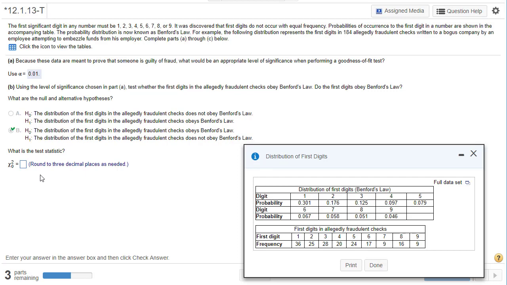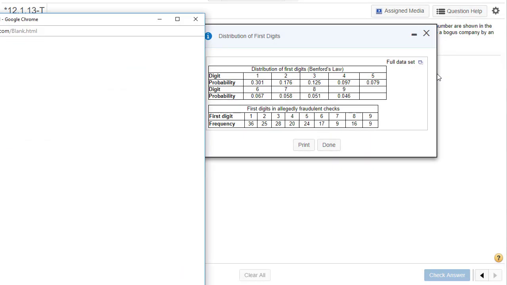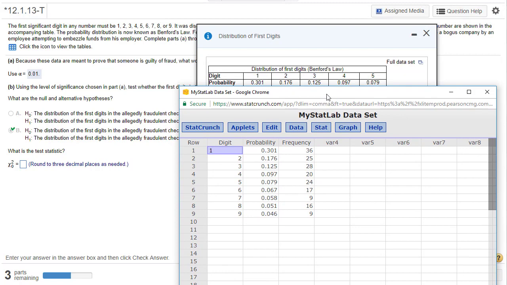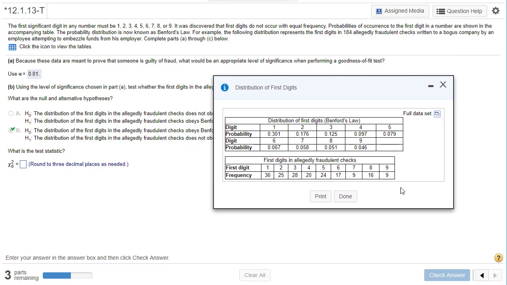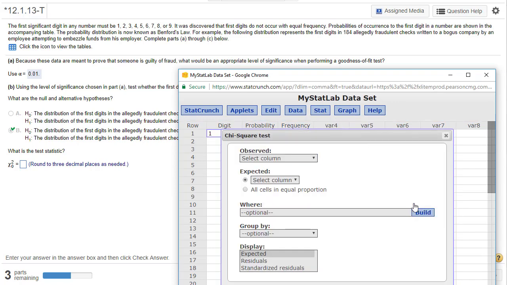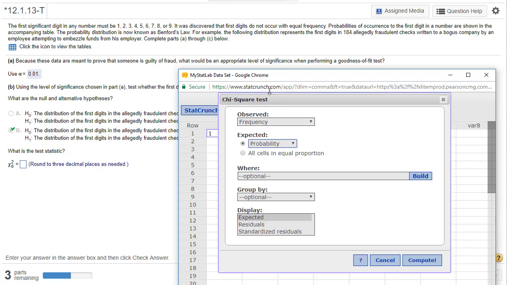Okay, now let's run the test. So I'm going to pull this into StatCrunch. Okay, so we're going to run our test, and it says perform a goodness of fit test. So you're going to go to Stat, Goodness of fit, Chi-squared. So our observed column, let me look at these again, is the frequencies. So this is what we observed. It's expected that we get this probability distribution here, right? That's what Benford had computed.